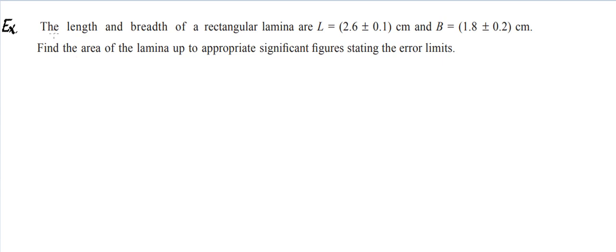Now I'm solving here. It says the length and the breadth of a rectangular lamina are given to us in this format. You can think about why this format is given and what it means. It says the length is read as 2.6 centimeter, whereas there is an error involved of 0.1 centimeter. This plus-minus is trying to say error in measurement of length. Similarly, breadth is given as this, so we can read this number properly.